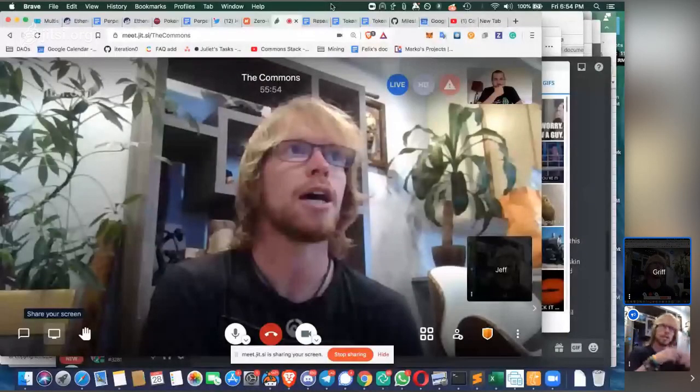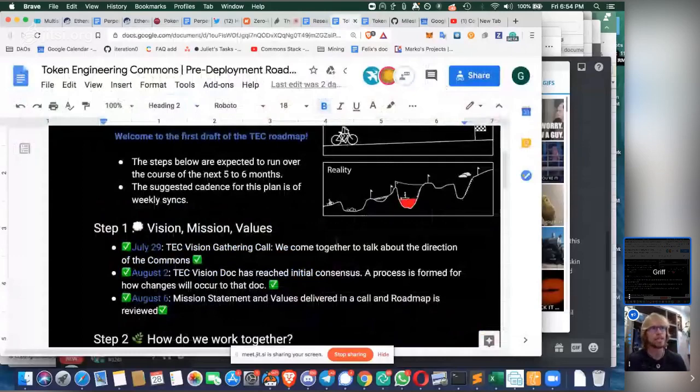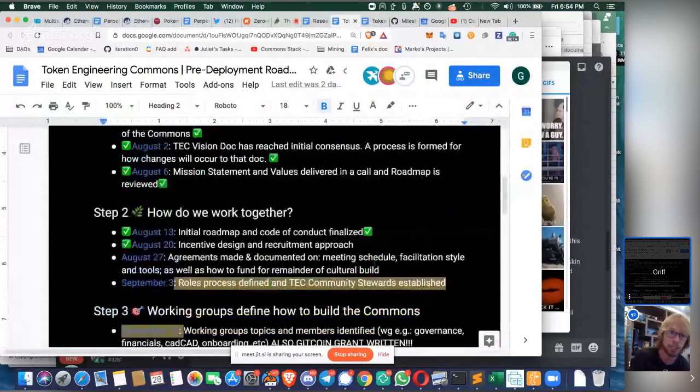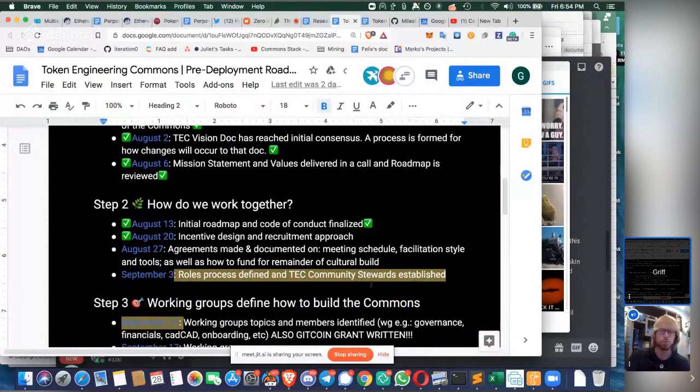So we're currently in the cultural build process of the token engineering commons. One of the things that the common stack recognizes is that the people and the processes that exist in a DAO are just as important as the technology and the mechanisms, whereas it seems a lot of the space focuses on the tech and not so much on the cultural build. So where we've started with the token engineering commons is really fleshing out that cultural process.